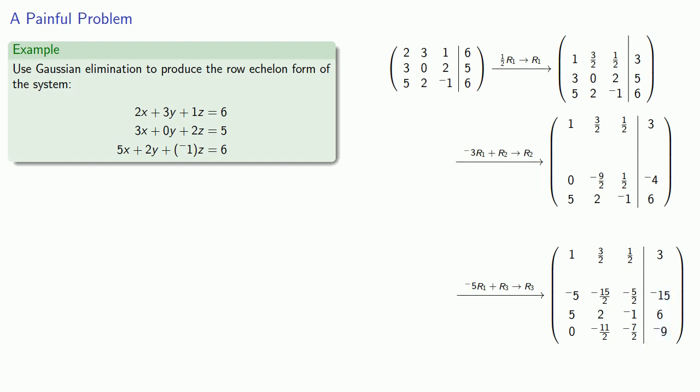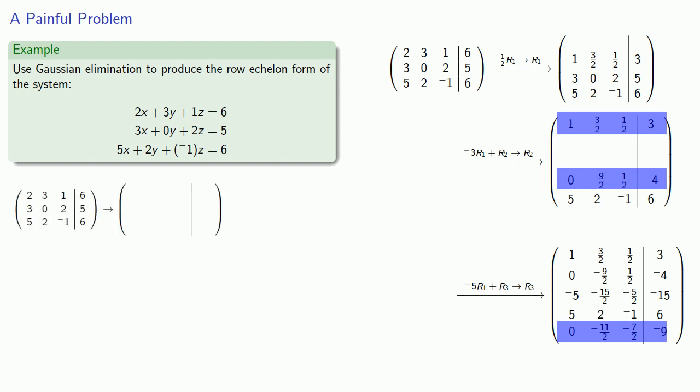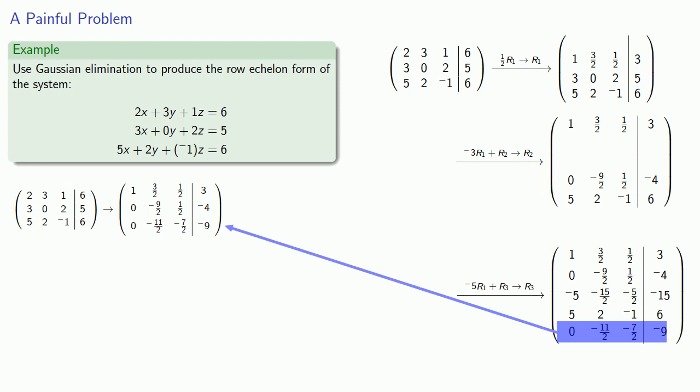So our new coefficient matrix is going to include the original first row, which we didn't change, the second row, which we also left unchanged, and our new third row. And we'll go ahead and copy down our new augmented coefficient matrix for reference. So our first row, 1, 3/2, 1/2, 3. Our second row, 0, -9/2, 1/2, -4. And our third row, 0, -11/2, -7/2, -9.